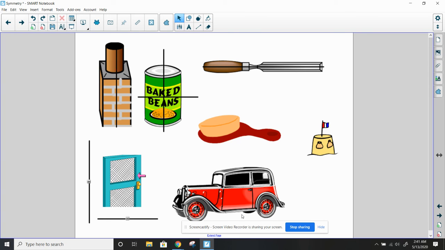Now what about the car the way it is? Can I draw a line this way? Will my top and bottom match? Nah, not even close, you guys. What about this way? Will they match? No, not even close. So no lines of symmetry on that figure.